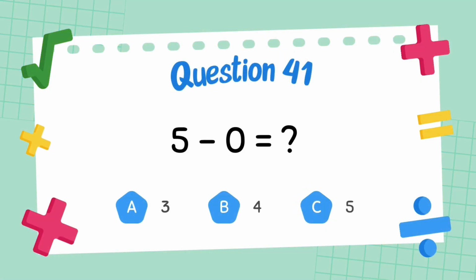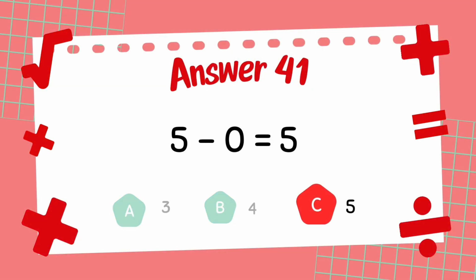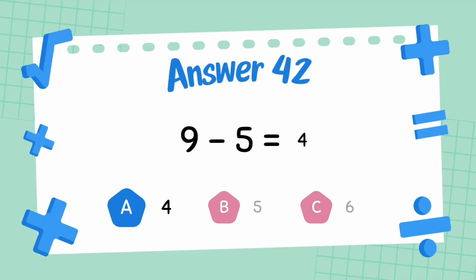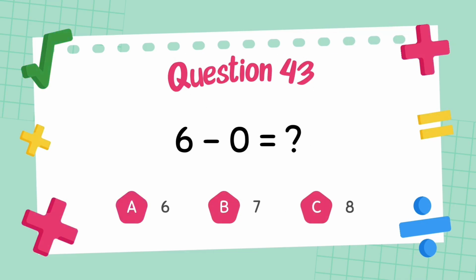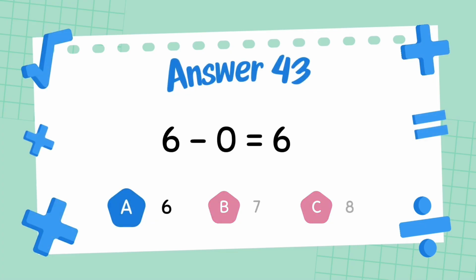What is 5 minus 0? The answer is 5. What is 9 minus 5? The answer is 4. What is 6 minus 0? The answer is 6.